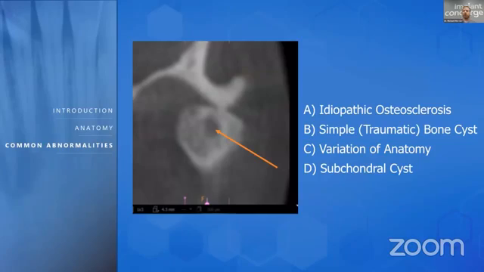So what is this large one? Most likely it is a subchondral cyst, but a good differential could still be a simple bone cyst or traumatic bone cyst. If it was standalone and that was the only finding, most likely it would be your simple bone cyst, and then you would not consider the subchondral cyst if there's no other osseous changes suggesting that there's a degenerative process.